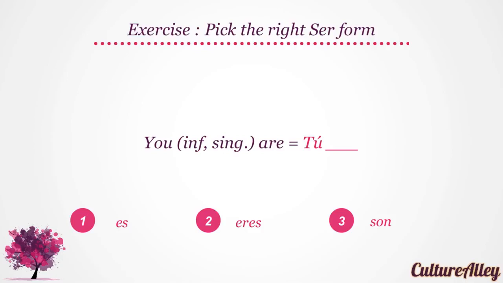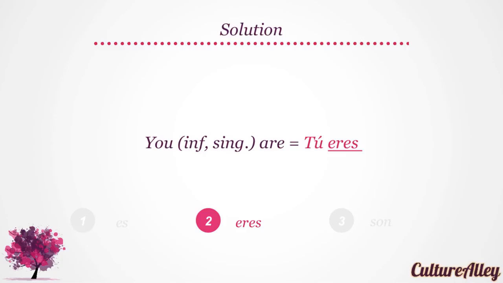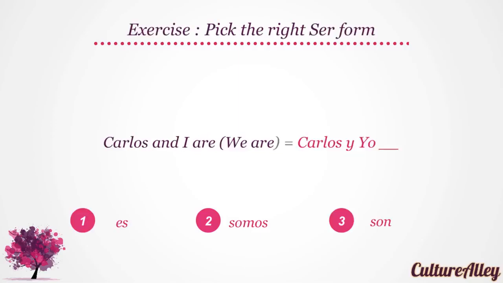Does this one look confusing? Informally, the singular form of you are translates to tú eres. How did you do there? Now try translating Carlos and I are, or we are. Your options are Carlos y yo es, Carlos y yo somos, and Carlos y yo son.